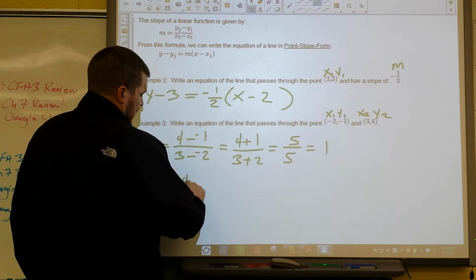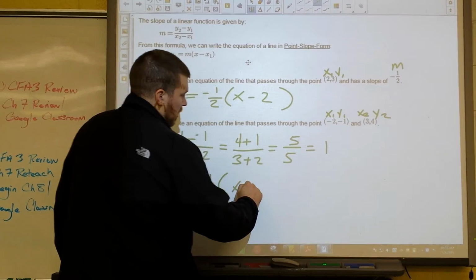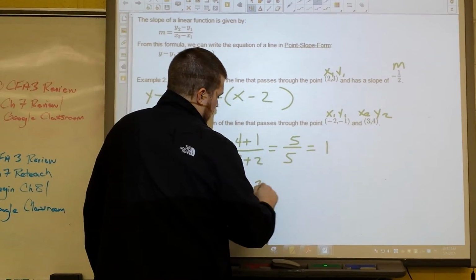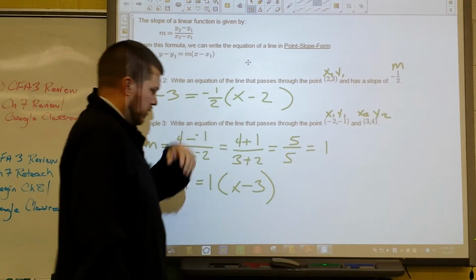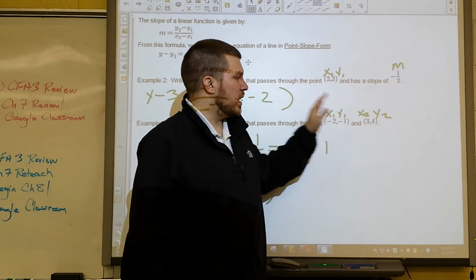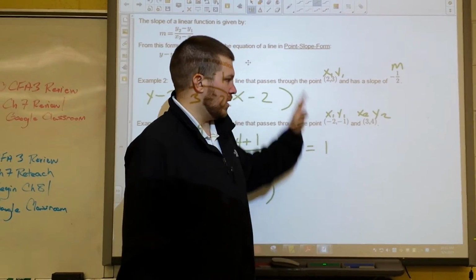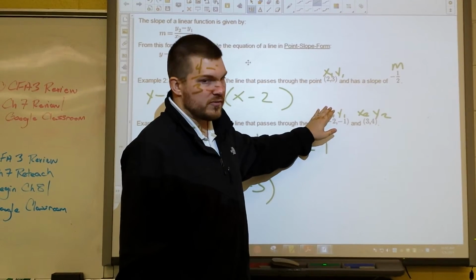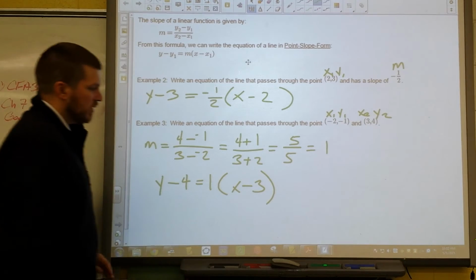is equal to my slope times parentheses x minus x1, or x2 in this case, since I'm using the second point. Alright? Now, the only thing you can't do is mix and match. You can't say, I'm going to use x1 and y2. That will not work. If you're going to use the first point, you've got to stick with the first point. If you're going to use the second point, you've got to stick with the second point. Other than that, pretty easy.